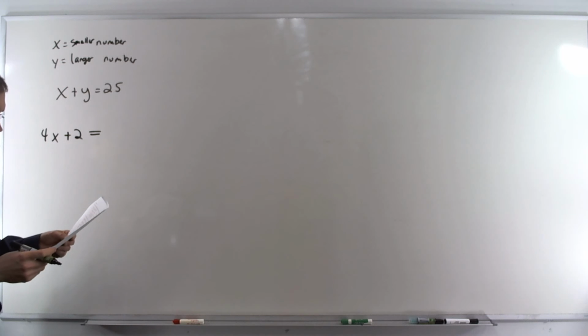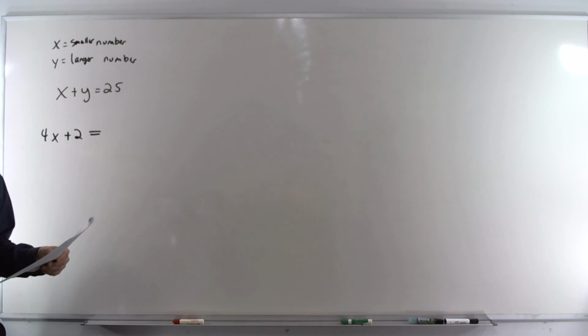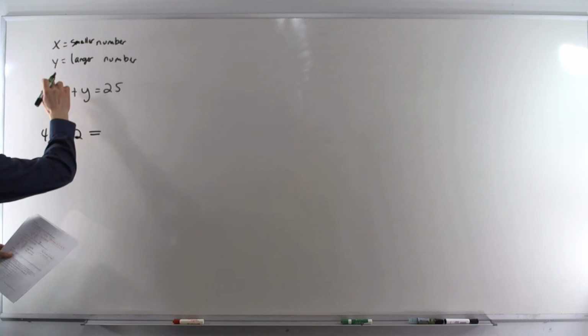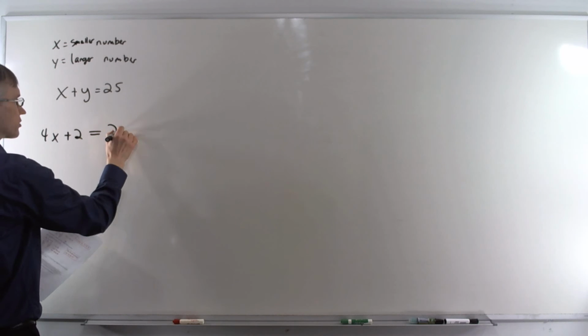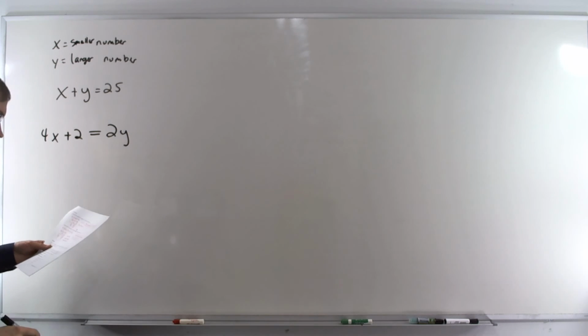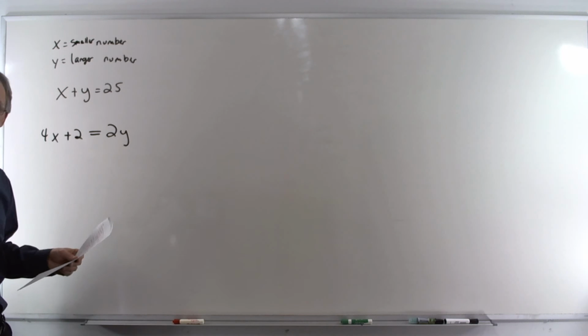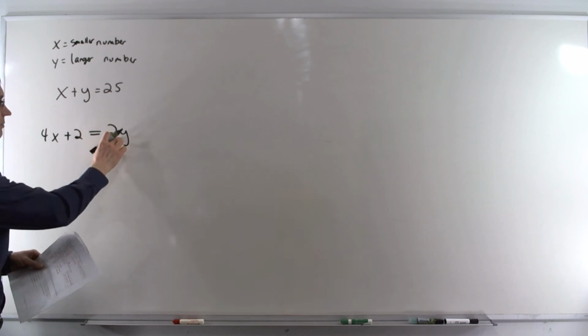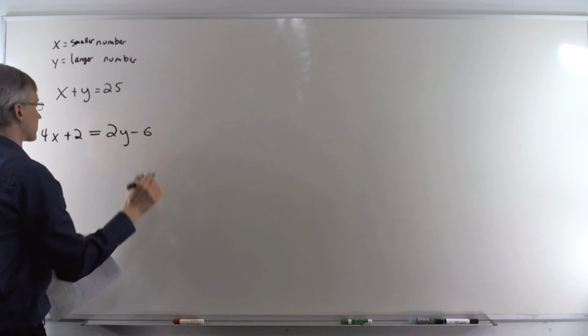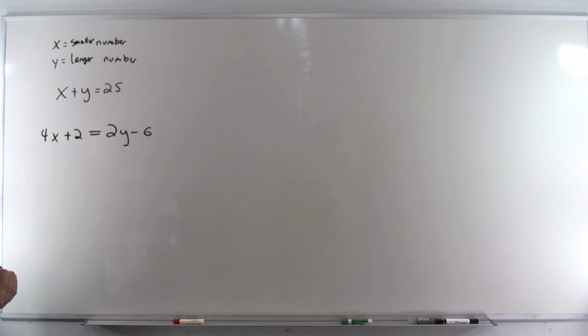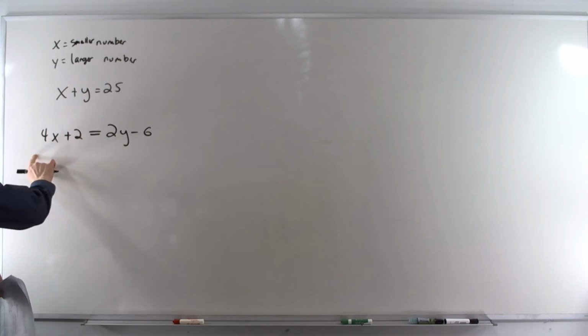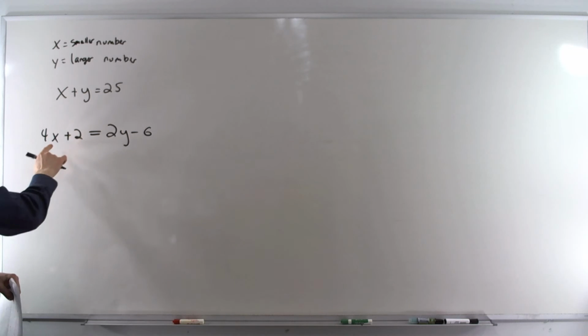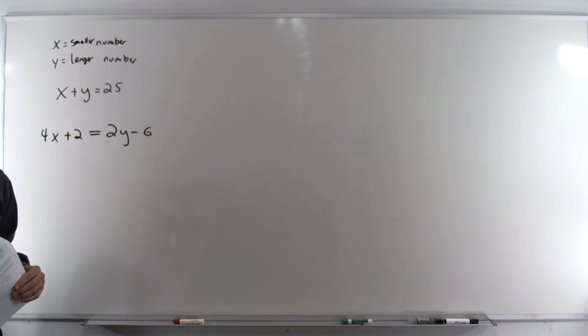6 less than twice the larger number. So let's start with twice the larger number. That would be 2 times y. Twice the larger. And then we want 6 less than that. So we're going to take away 6 from 2y. So 2y minus 6. So now I've got this equation we want to solve, but we have 2 variables. So let's get rid of one of them.